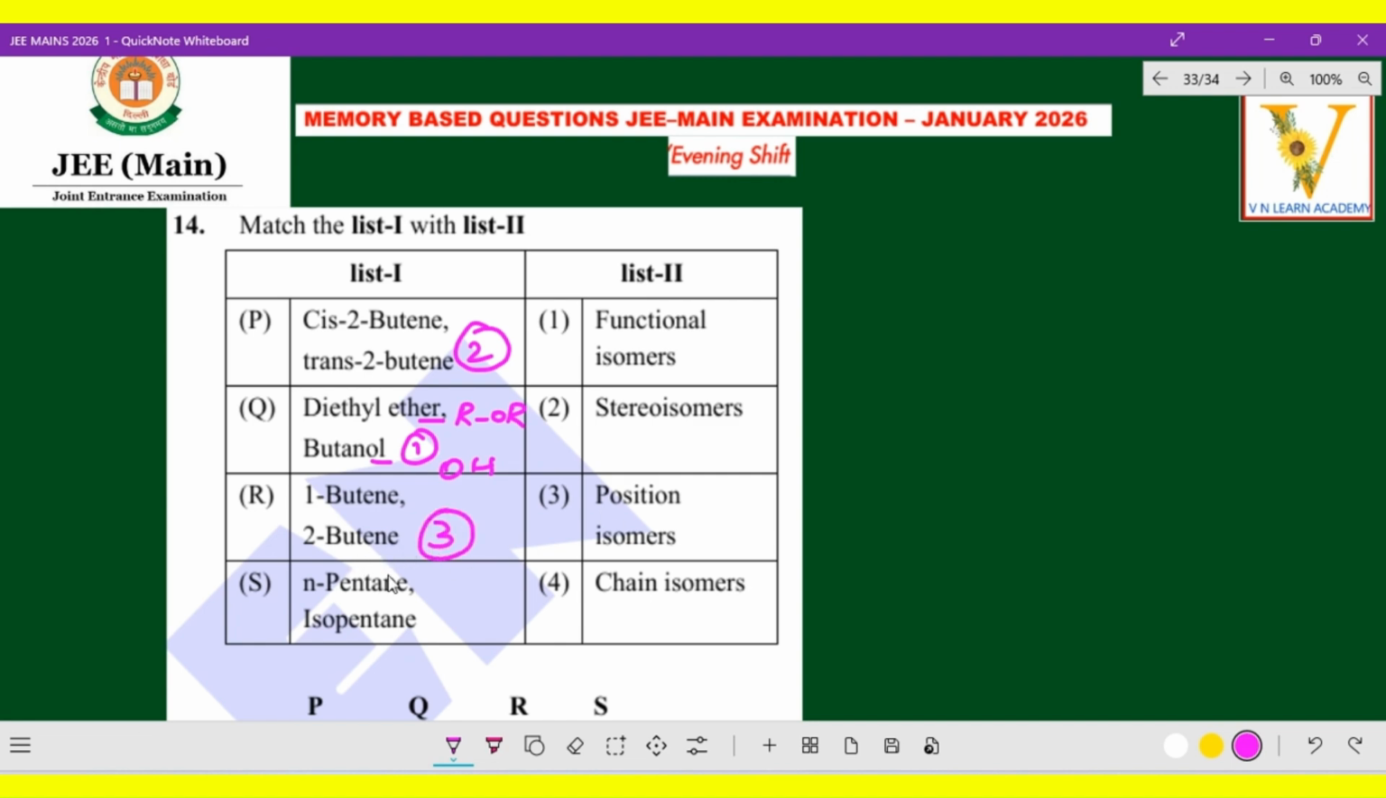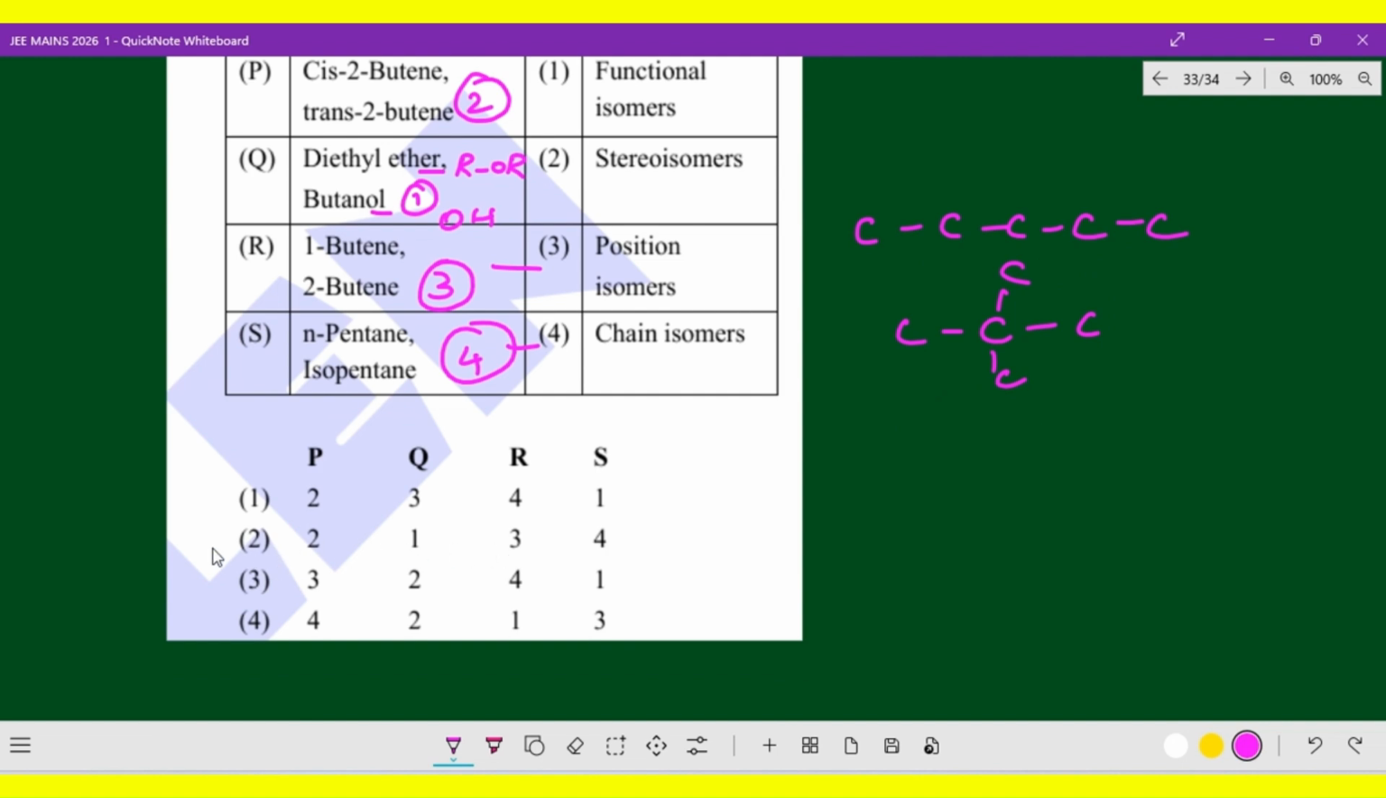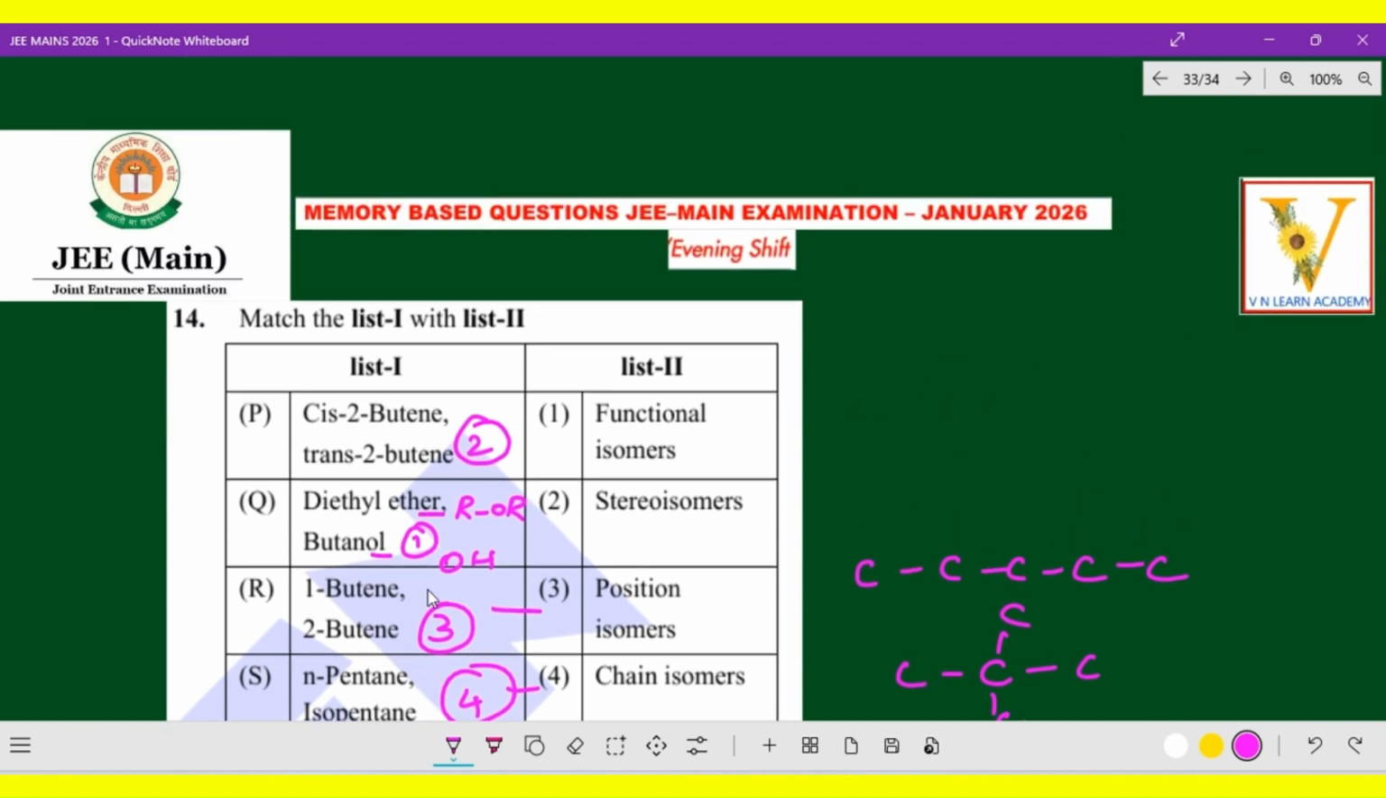Okay, n-pentane and neopentane. They asked the same question in the morning batch also. See, n-pentane has 5 carbons in a long chain structure: 1, 2, 3, 4, 5. The neopentane has 1, 2, 3, 4 and this is 5, carbon, carbon, carbon, carbon. This is neopentane, so this is 4. Straight they have given 3 and 4. So the option is 2 1 3 4. Option 2 is the correct option. I hope you got the clarity. This is very simple. Okay, let us go to the next question in our next video.